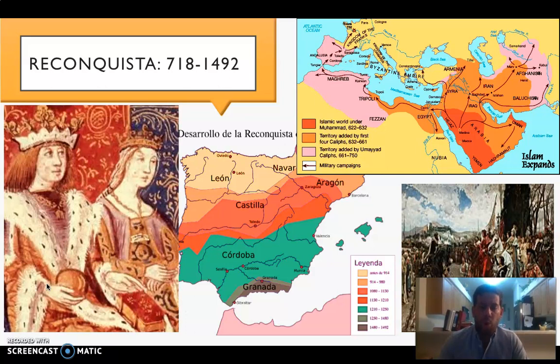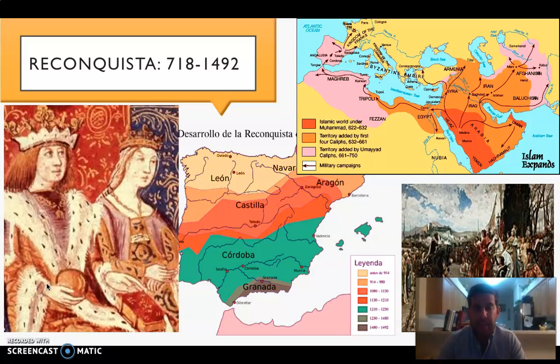The Moors were seen as foreign invaders. They had come from North Africa. They had crossed the Straits of Gibraltar into the Iberian Peninsula, and they had conquered most of it, all the way into the border with France, where they're defeated at the Battle of Tours by a Frenchman. But they occupied a tremendous amount of space in the Iberian Peninsula.